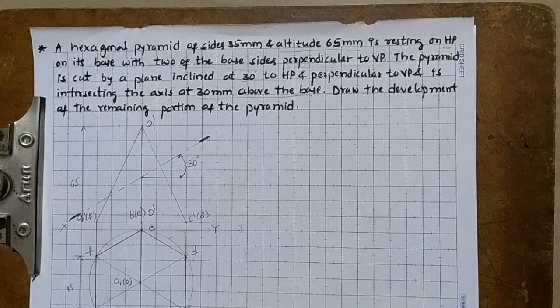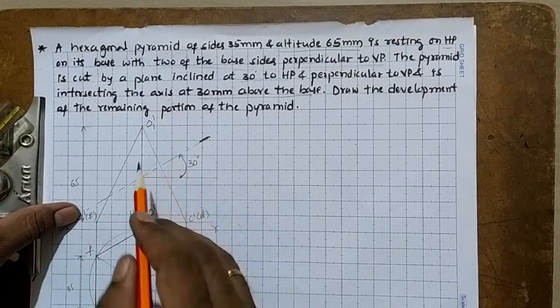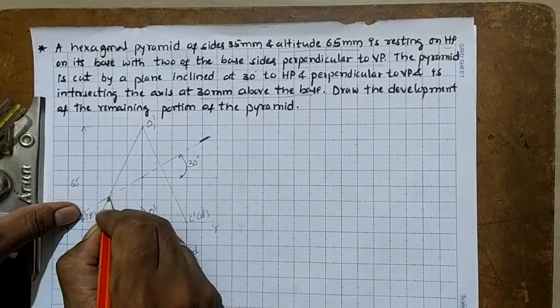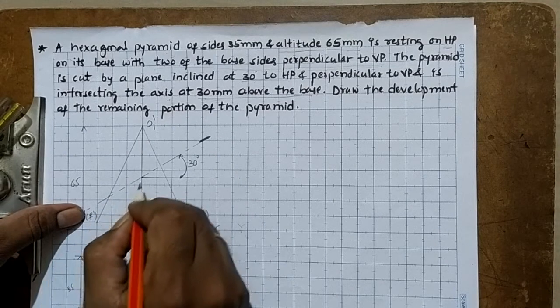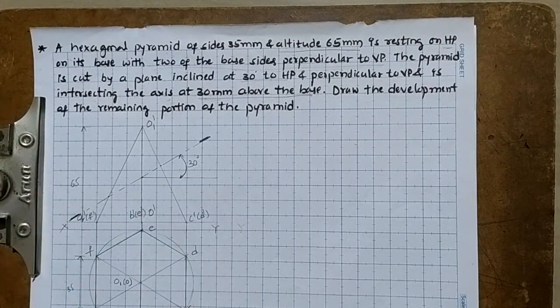See, what is the meaning of section points? The section points are the points at which the section plane intersects or cuts the edges or pieces of the object. See, this is the section plane. It cuts the slant edges here, and here, and here. Then how many section points are occurring?